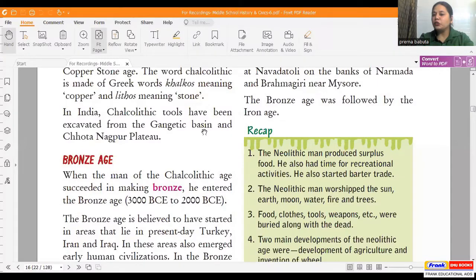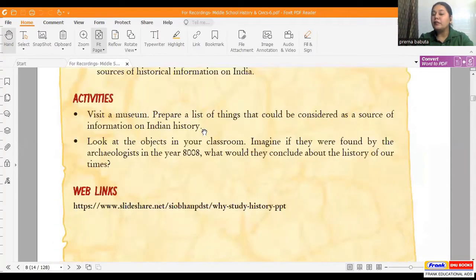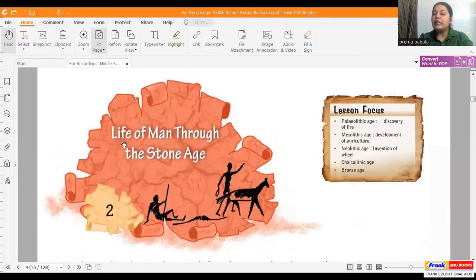As I told you, this is going to be chapter number 2. And what is the name of the chapter? The name of the chapter is Life of Man Through the Stone Age. So talking about the Stone Age, let us start.